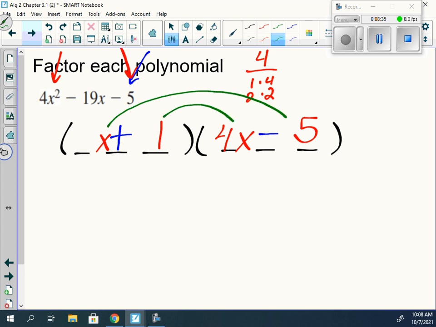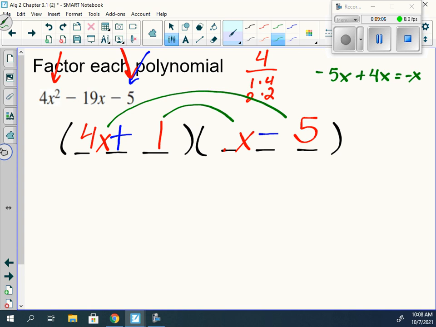check it, distribute. X times -5 would be -5x. 1 times 4x is plus. So we can switch 4x and x. Because as we can see here, in this setup, we would get -1x. Well, we need -19x, yes? So we switch the 4 and 5.